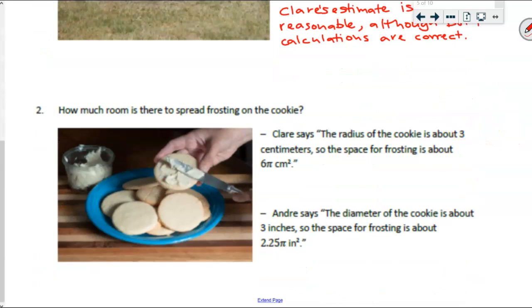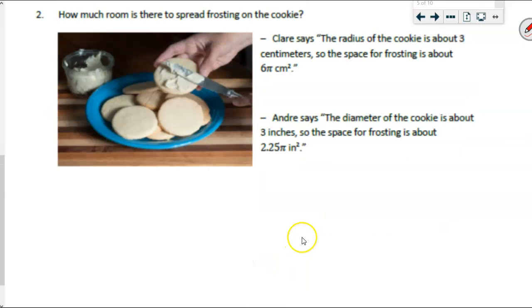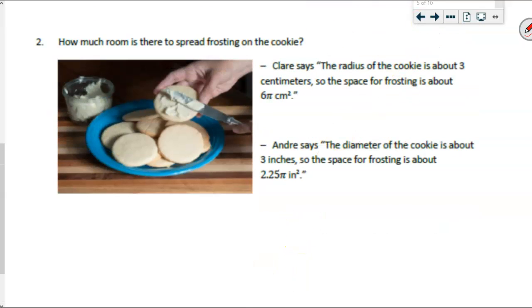Let's take a look at the next one. How much room is there to spread frosting on the cookie? Again, we've already answered a question similar to that, so let's read through these statements and see which one we agree with. Claire says the radius of a cookie is about 3 centimeters, so the space for frosting is about 6 pi centimeters squared. Andre says the diameter of the cookie is about 3 inches, so the space for frosting is about 2.25 pi inches squared. Pause the recording as you debate and discuss. Ready, set, go.